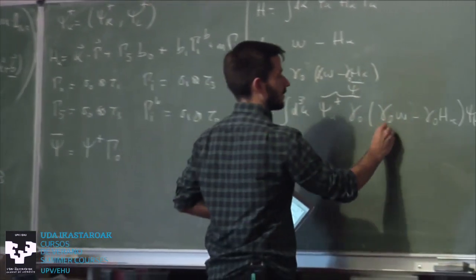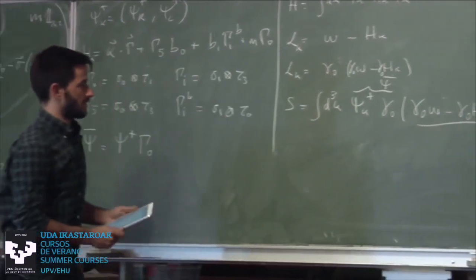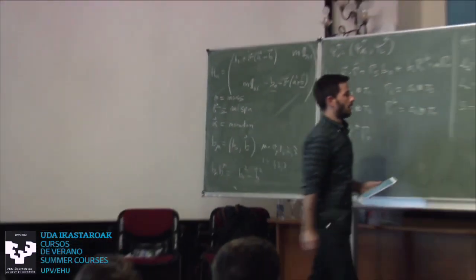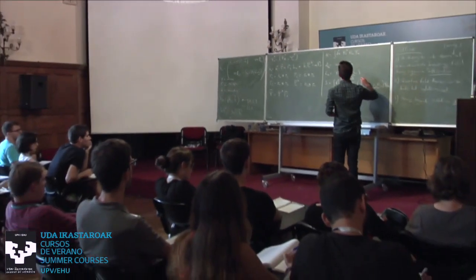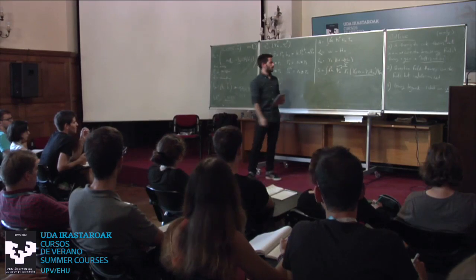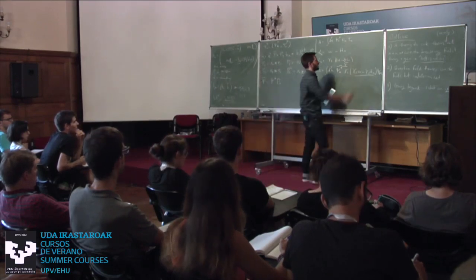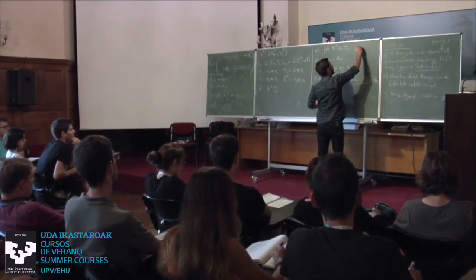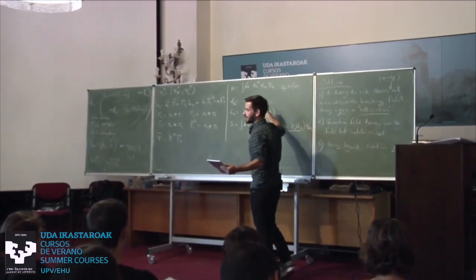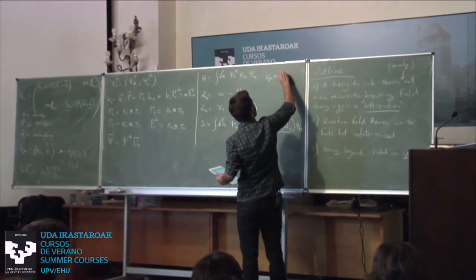And now I can try to see what this object is. Omega is just the frequency. It's just the zero component. So if I write a four-vector, which I will write now, it's just the energy. I could call it E.